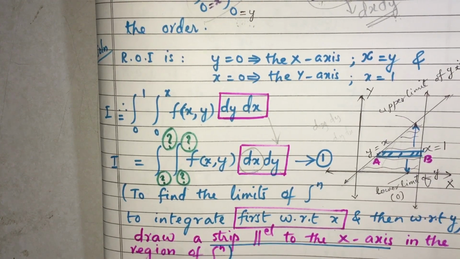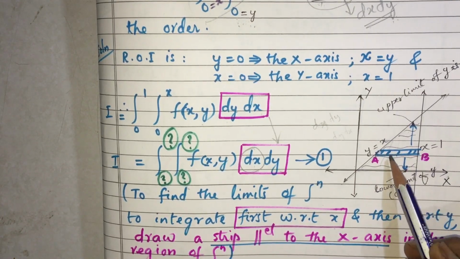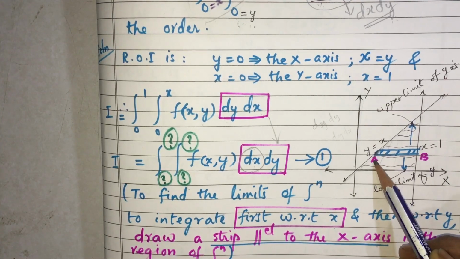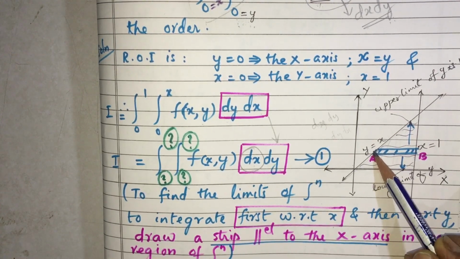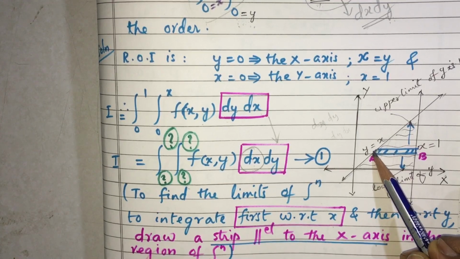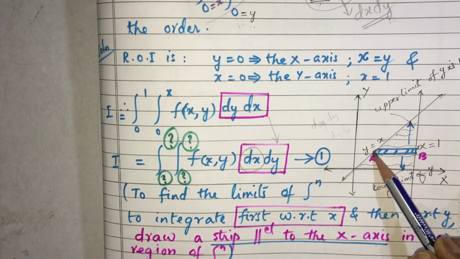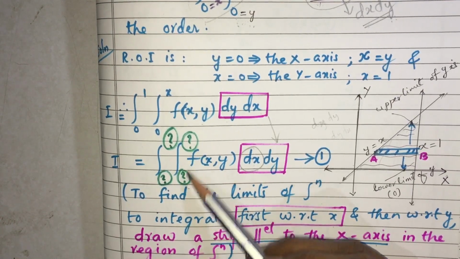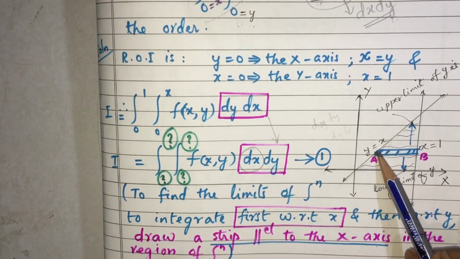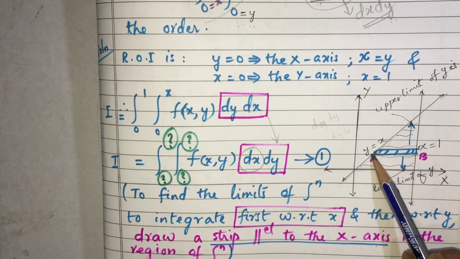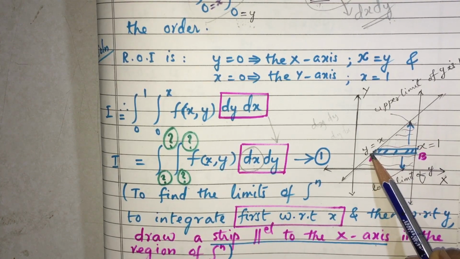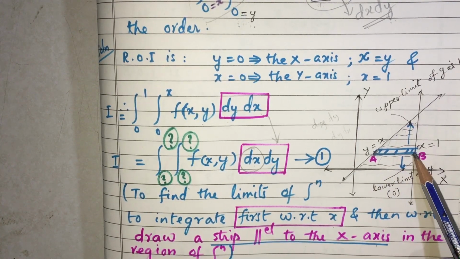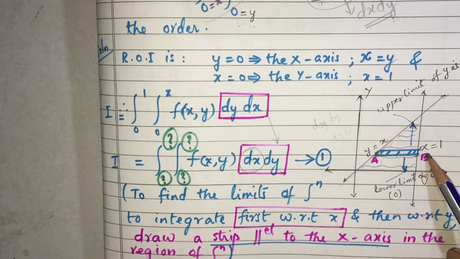Then when you draw this strip, the lower end of this strip, this point A, will give you the lower limit for x in terms of y. Remember, always the limit of x will be in terms of y. So the lower end of the strip AB will give you the lower limit of x in terms of y, and the upper end will give you the upper limit. It can be constants or variables.